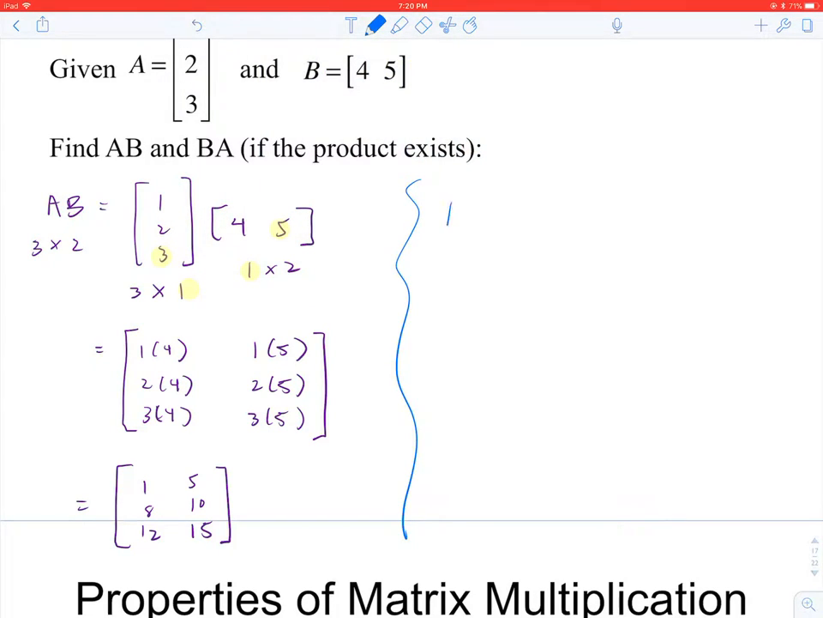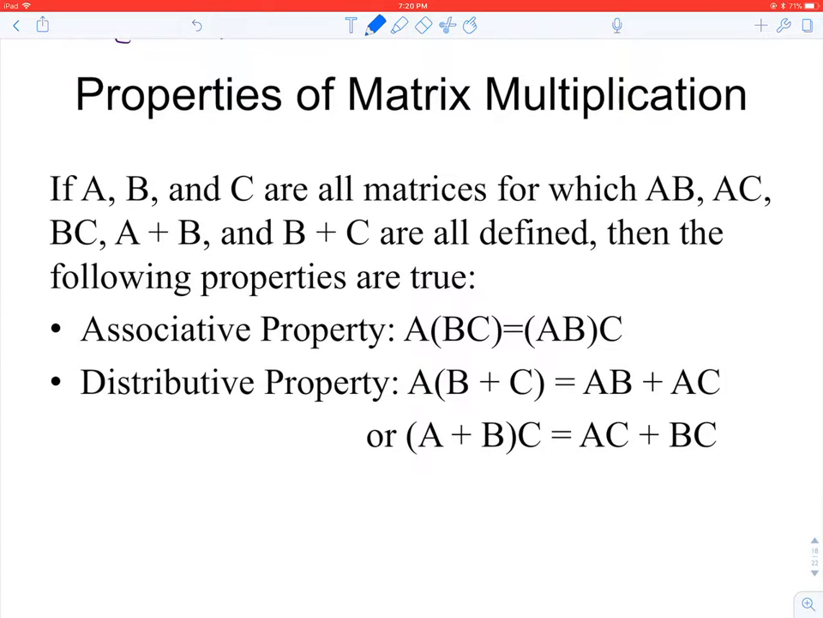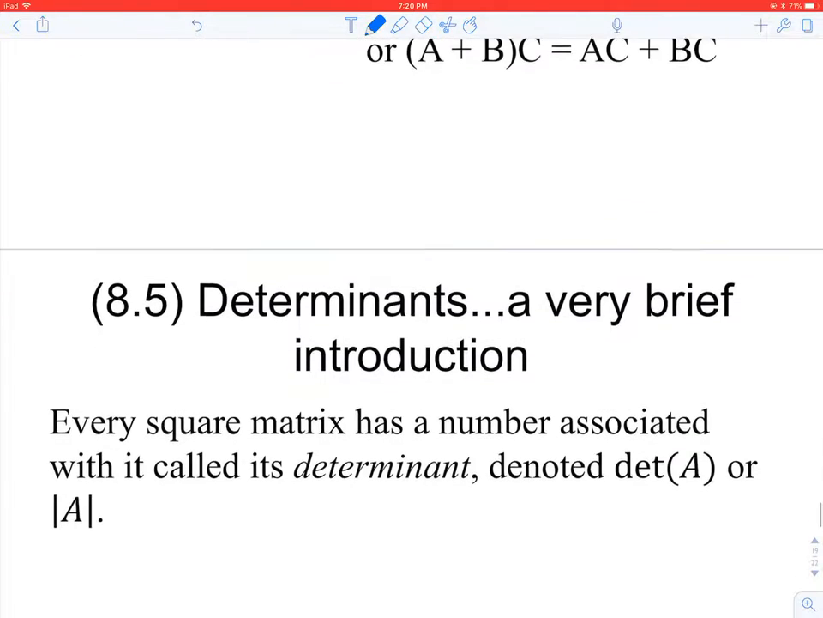Okay, let's see about finding B times A. One by 2 times a 3 by 1, that product will not exist. Okay, so here are some of the properties of matrix multiplication. So there's the associative property of multiplication, and then also the distributive property.